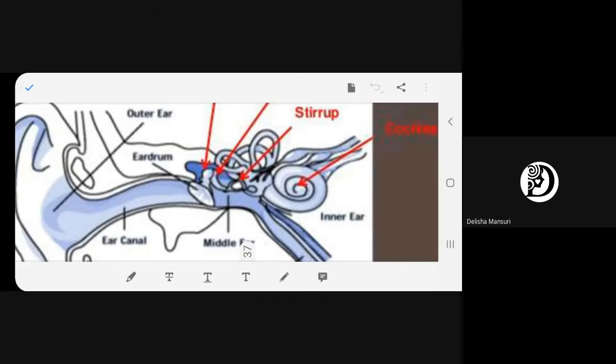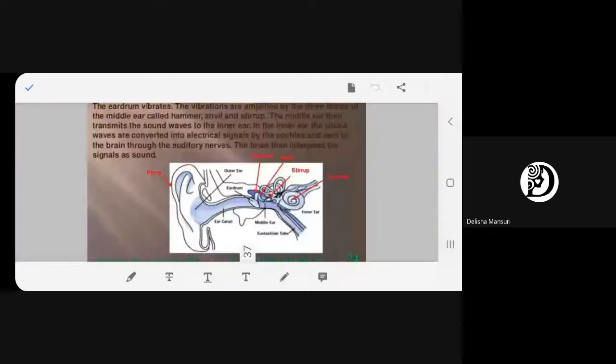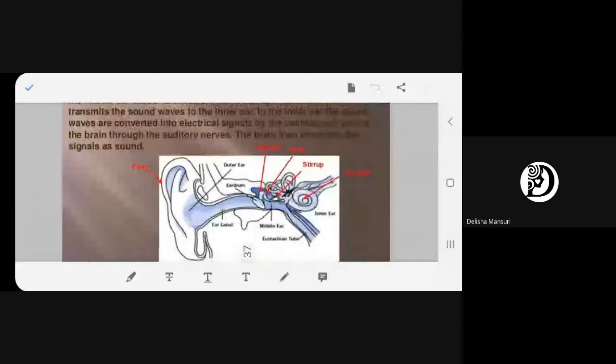No, ma'am. We have done more detailing in this slide, okay? You will just mug up the names of the middle ear and inner ear parts. You understand?